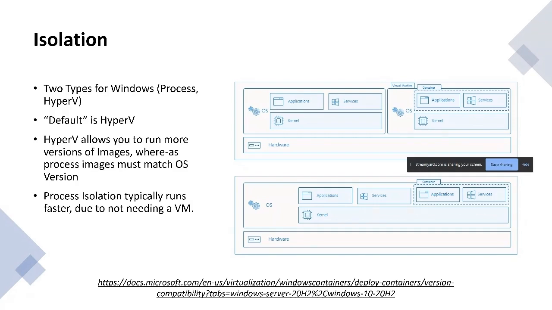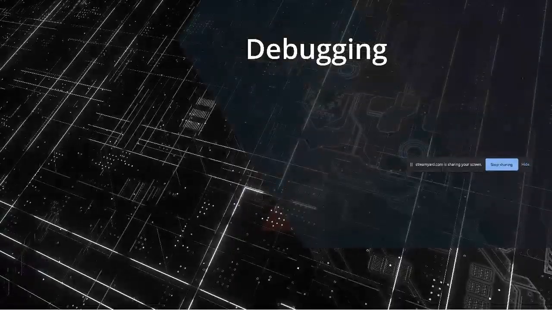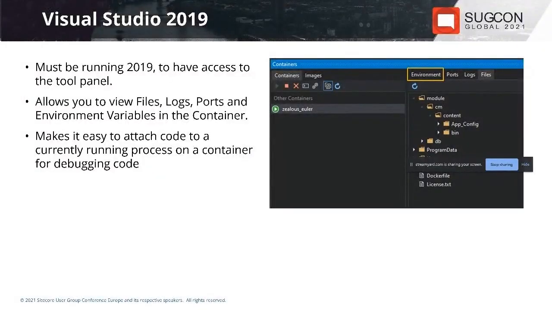I included a link below which talks about what version you have, and whether you're running in process or Hyper-V, what options you have. And then just talk quickly through the debugging.